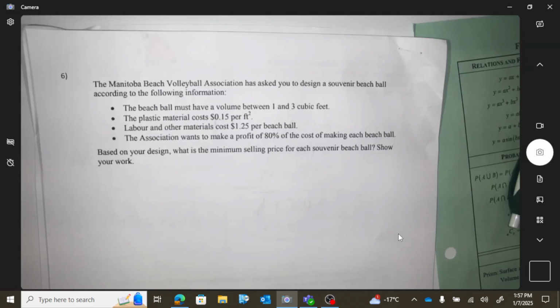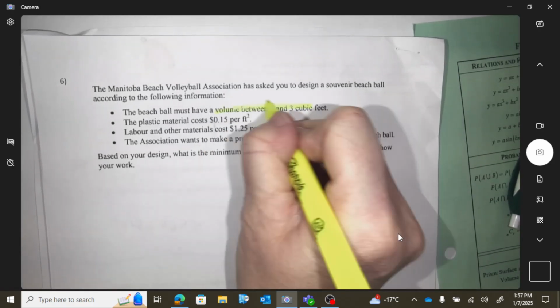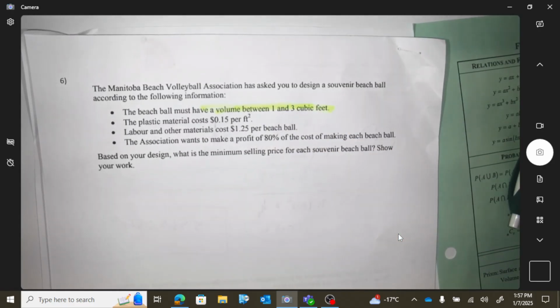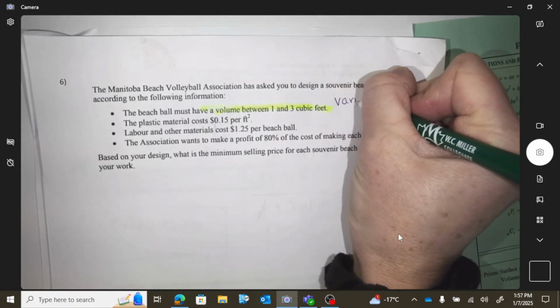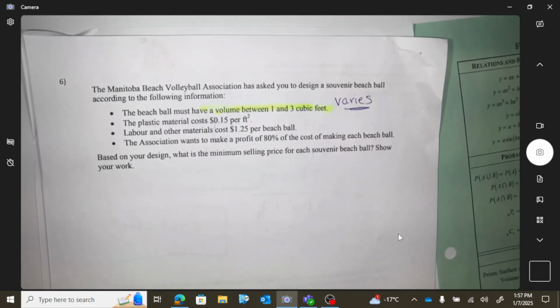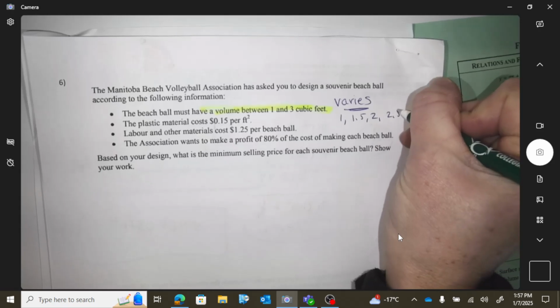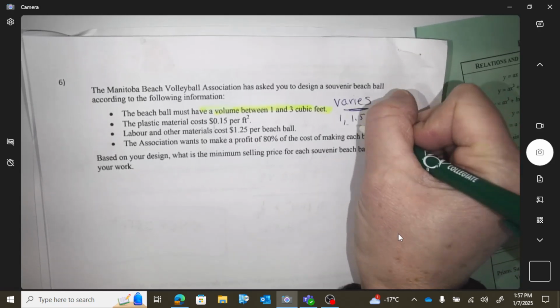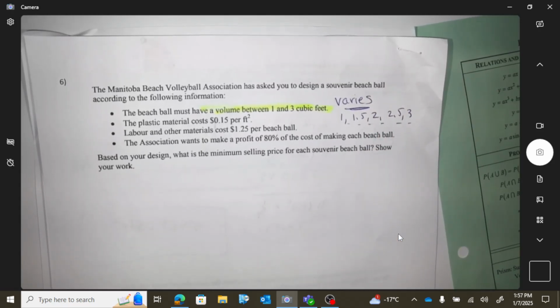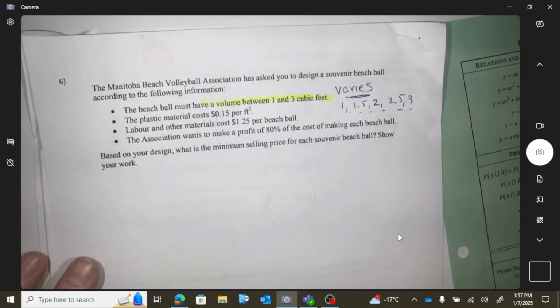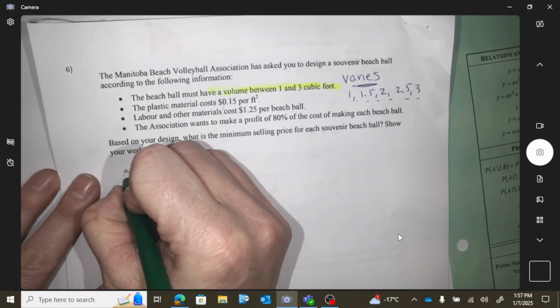So number 6, you're doing a design project with a beach volleyball. You were told the volume has to be between 1 and 3 cubic feet. So you could have different varying answers. Somebody could pick 1, somebody could pick 2, somebody could pick 3. You could pick 1.5, anything. Okay, I'm going to pick 1. That sounds pretty easy. Okay, so volume is that.